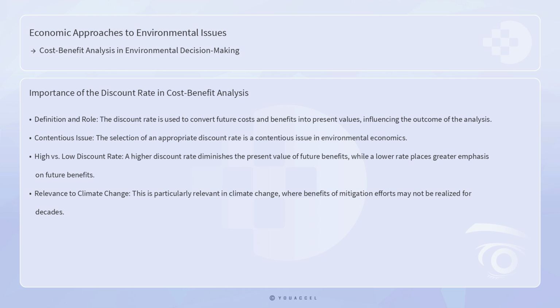This is particularly relevant in the context of climate change, where the benefits of mitigation efforts may not be realized for decades. The Stern Review on the Economics of Climate Change, for instance, advocated for a relatively low discount rate to account for the significant and enduring benefits of reducing greenhouse gas emissions.